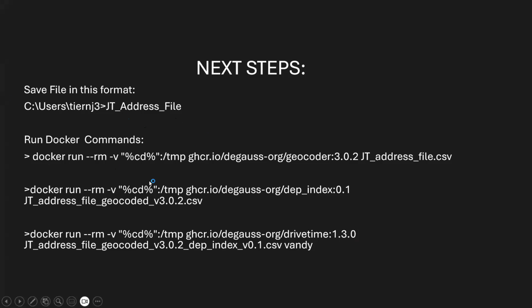So my address file is in a specific format, and then I will run each of these Docker commands on the command prompt. One to geocode, then it does the deprivation index, then it does the drive time to Vanderbilt specifically. And each center obviously has their own drive time setup.